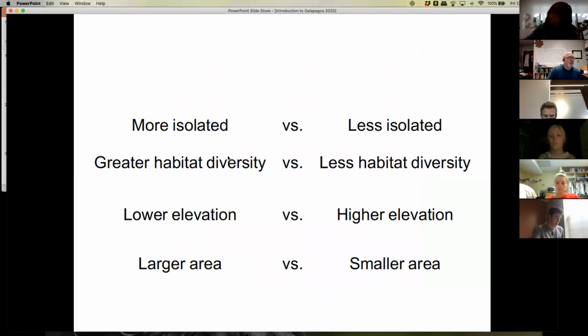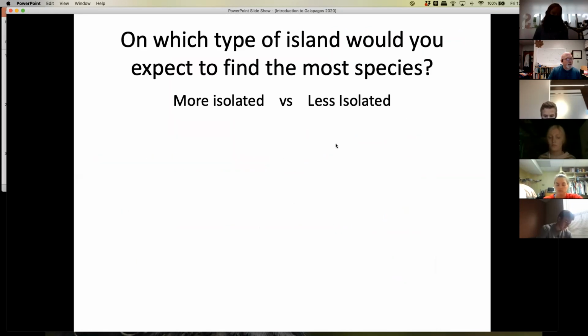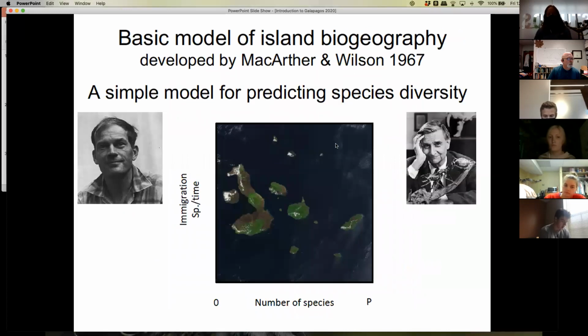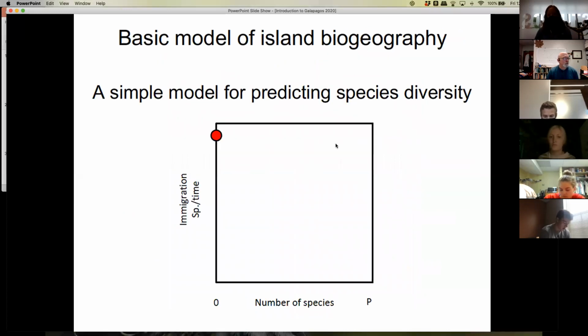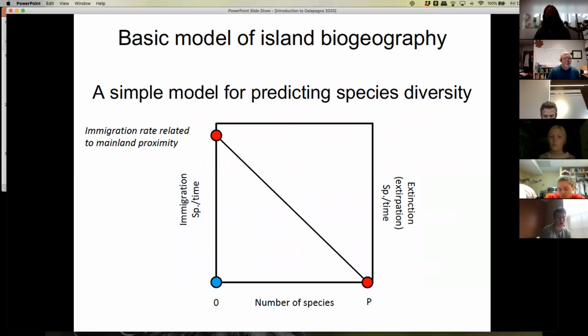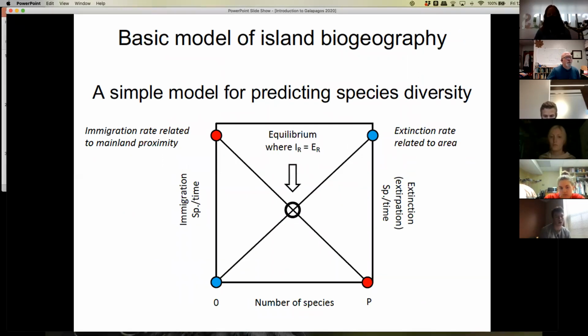So we can think of islands as being more isolated or less isolated, greater or lesser habitat diversity, lower and higher elevation, larger area or smaller area. These are the important factors. And I think I've already gone through a lot of this, I've already walked you through this whole thing. So these are just simple sorts of things where we can put points at each of these.